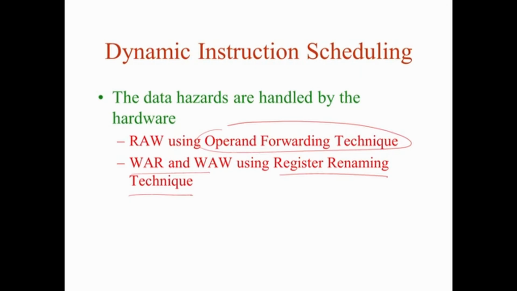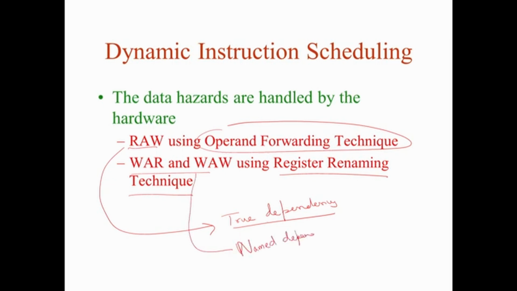Now also understand that RAW, we will see, is actually a true dependency, while WAR and WAW are virtual dependencies, or whatever you call them, named dependencies. You can even call them false dependencies. Okay. We will show you why.